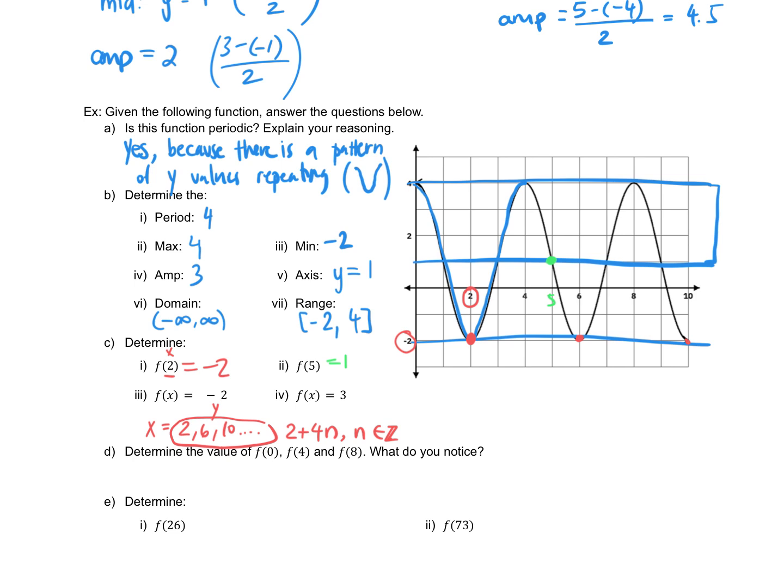All right, for the next one, I'm just going to change that to 1. All right, f at x equals 1. So here's 1 on the y-axis, and we're looking for the x value. So there's 1, 3, 5, 7, 9 that we see.